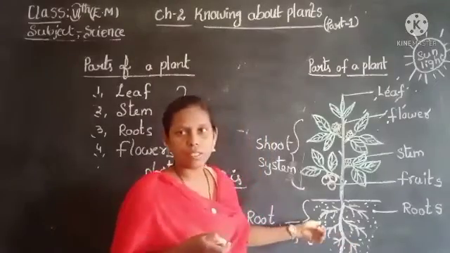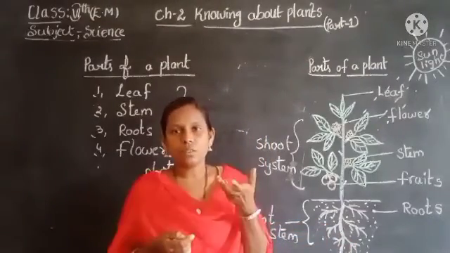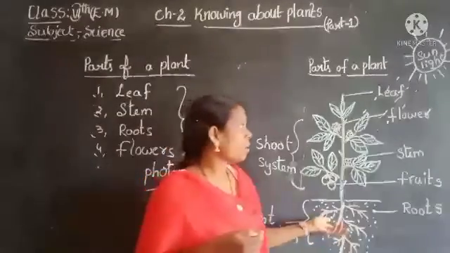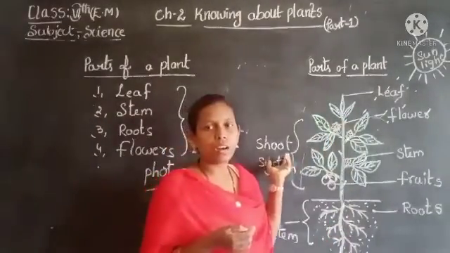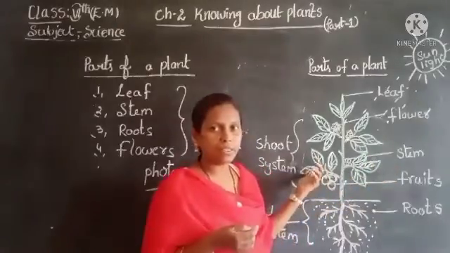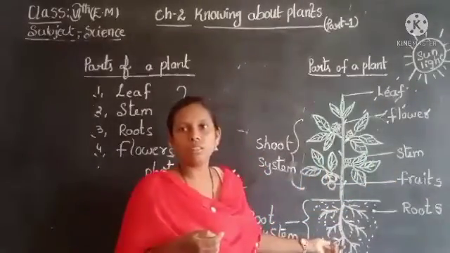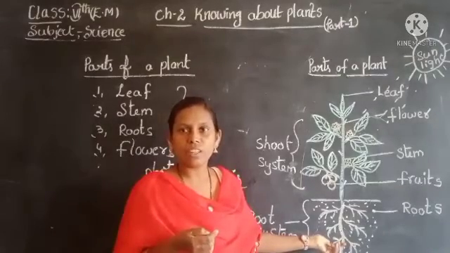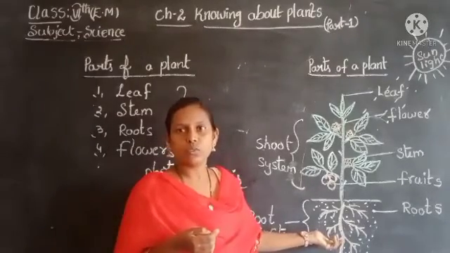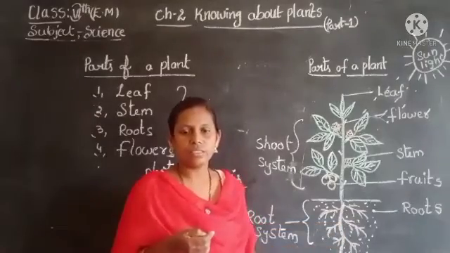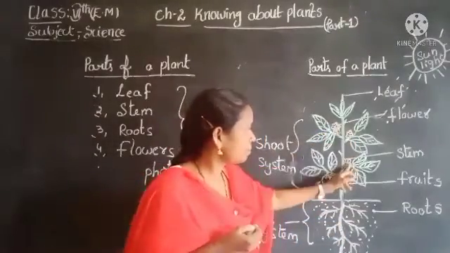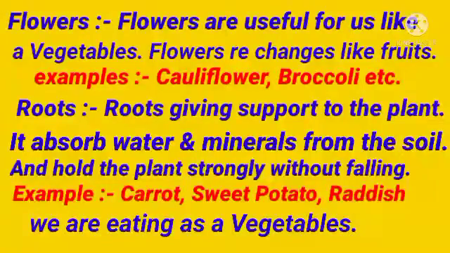Then the root system. The roots are holding the plant and carrying water and minerals to all other parts of the plant. See, when the roots are not strong, the plant will dry and it will fall. Next one is flowers. Flowers are useful for us as vegetables. Flowers change into fruits. Example, cauliflower and broccoli we are using as vegetables.